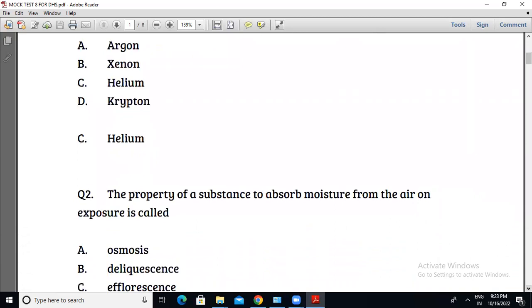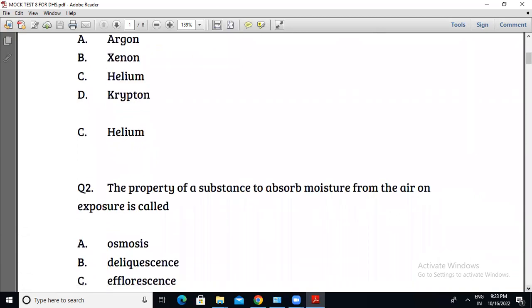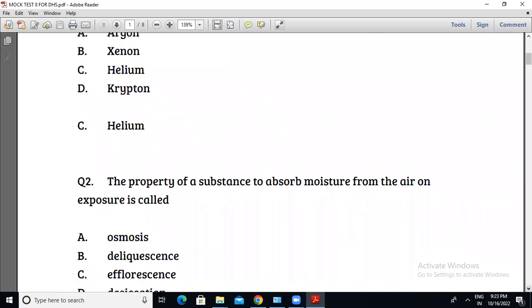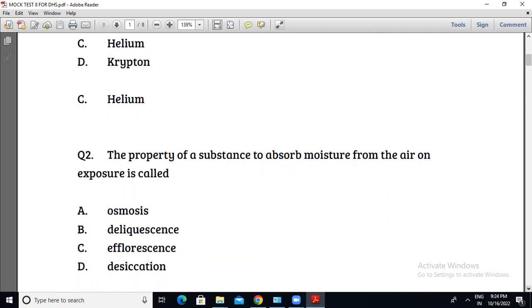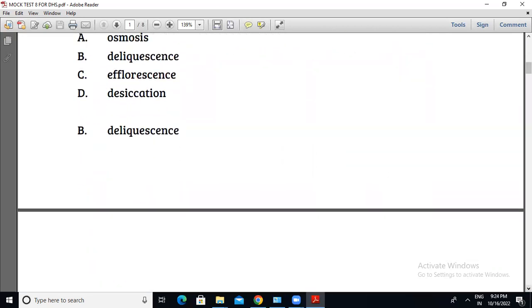Next question: the property of a substance to absorb moisture from the air on exposure is called option A, osmosis, option B, deliquescence, option C, effervescence, and option D, desiccation. So the property of a substance to absorb moisture from the air on exposure is known as deliquescence. So option B is the correct answer.